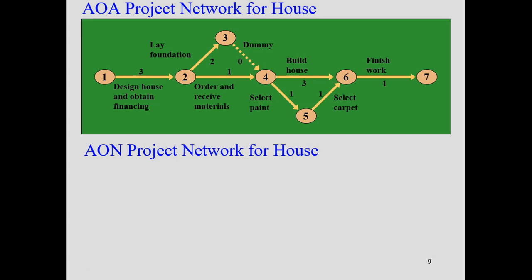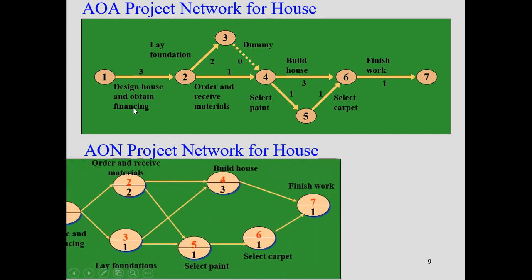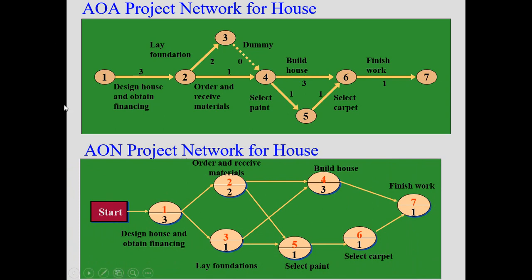And if the activity is taking place on the node, such a network we call AON. So here we have a start activity, and here node 1. Node 1 is indicating a particular activity. So the node itself is acting as an activity, and this arrow is just to show the direction. These types of networks are called activity on node.